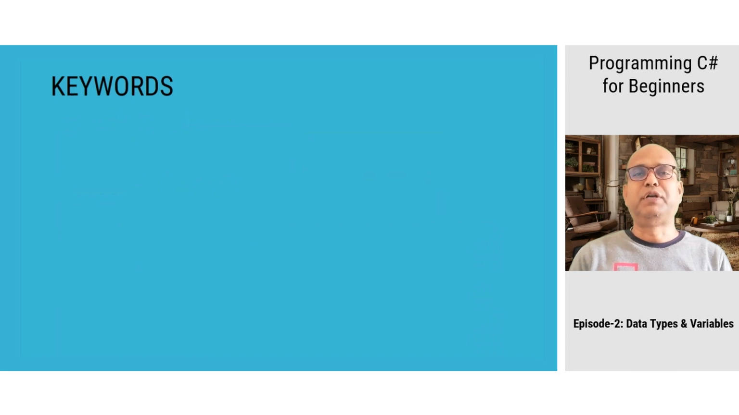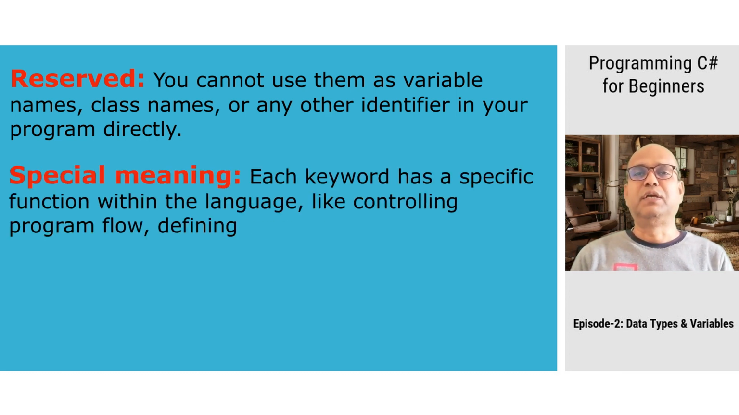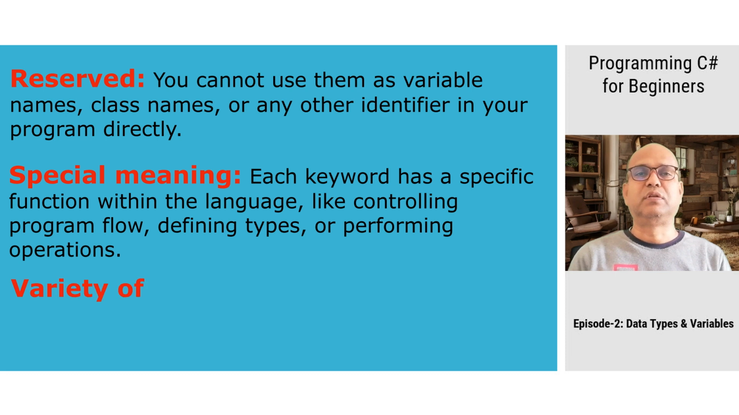Here are some key points about keywords. Reserved: you cannot use them as variable names, class names, or any other identifier in your program directly. Attempting to do so will result in compile errors. Special meaning: each keyword has a specific function within the language, like controlling program flow, defining types, or performing operations.